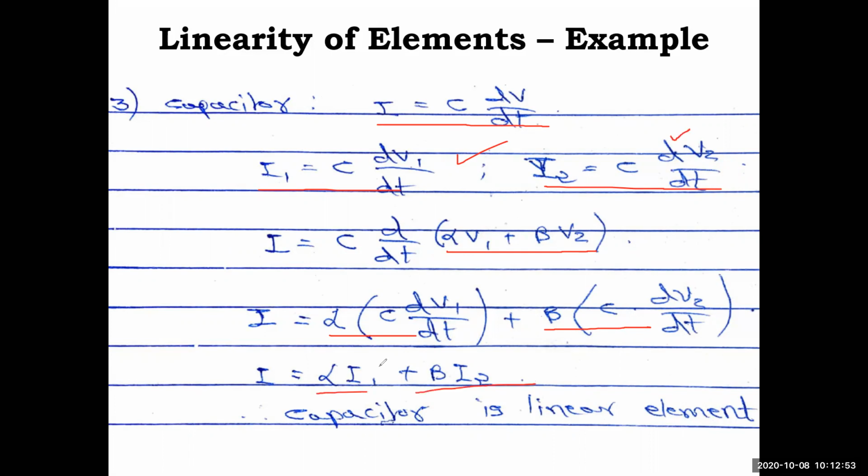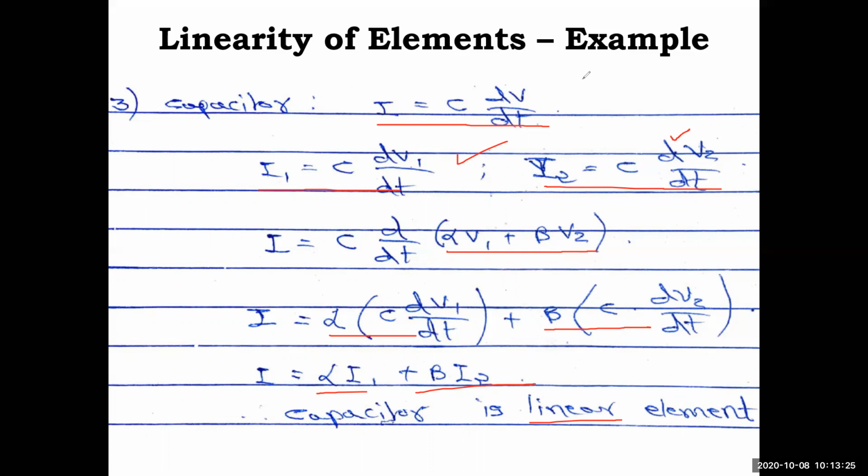So in the inductor case, we applied alpha I1 plus beta I2 for the current, and we got alpha V1 plus beta V2. In the capacitor, we applied alpha V1 plus beta V2 for V, and we got alpha I1 plus beta I2. That means it satisfies superposition and homogeneity. So the capacitor is also a linear element. That's why we do linear circuit analysis. A linear circuit means it has linear elements like resistor, capacitor, and inductor in combination.